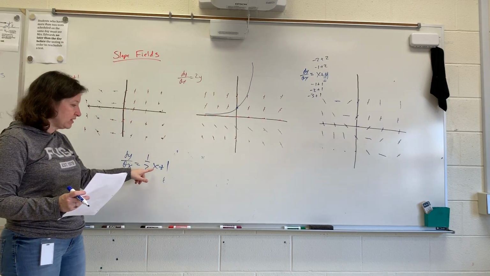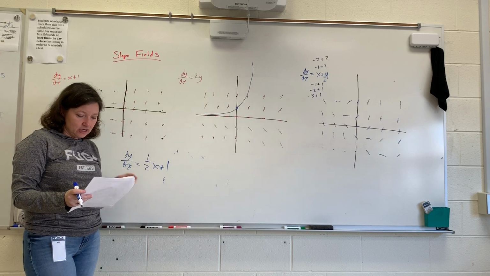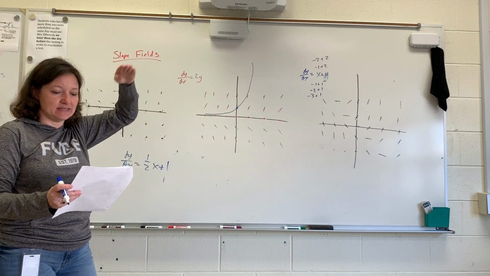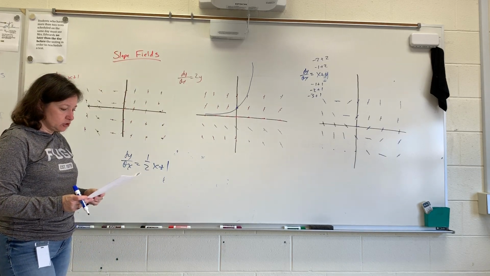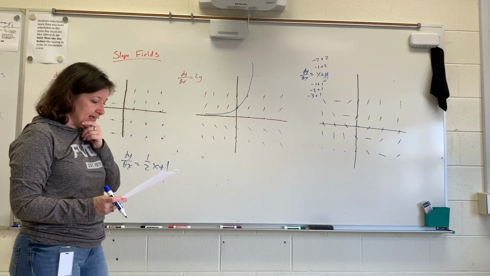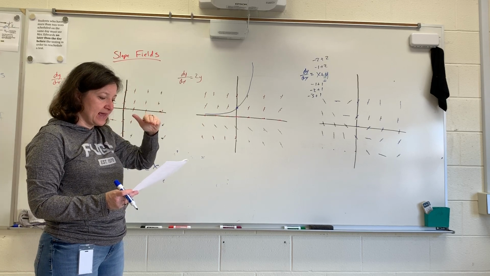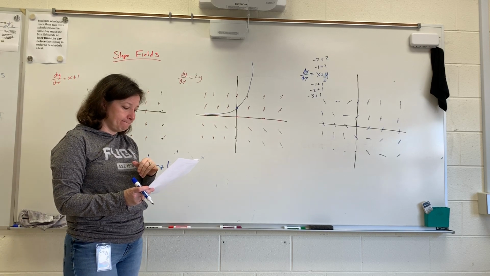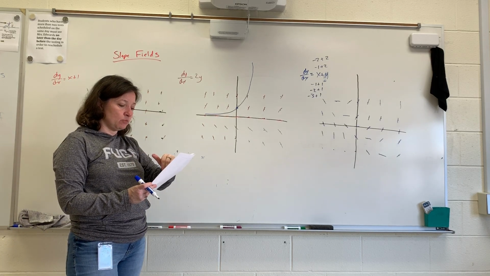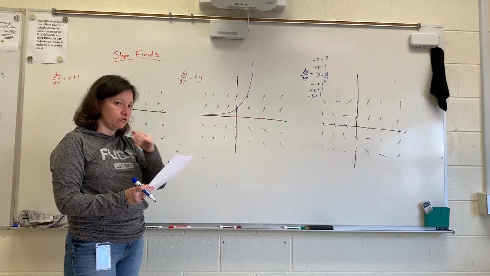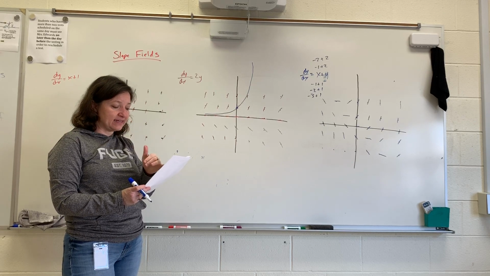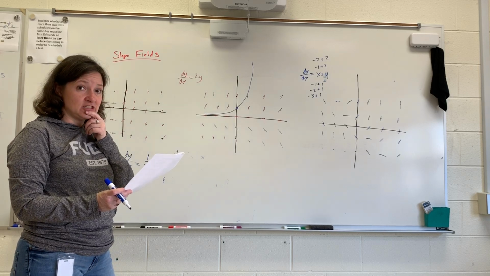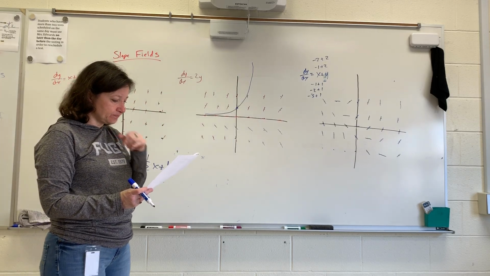Well, dy dx is only affected by x. So I'm looking for one where changing the y doesn't change the slope. So I look at A, as I move up and down my y values, my slope is changing. When I look at B, as I move up the y-axis, what are those slopes doing? When x is 1, as I move up, they don't change. So it might be B.